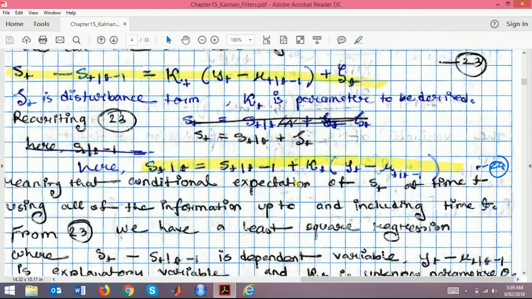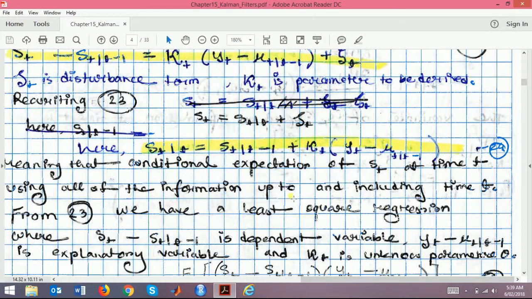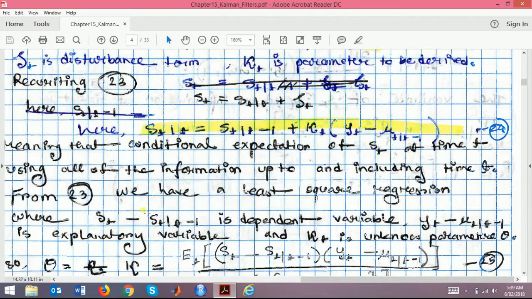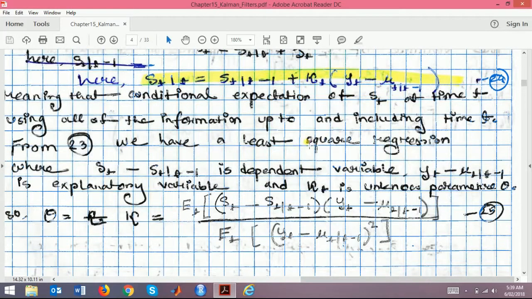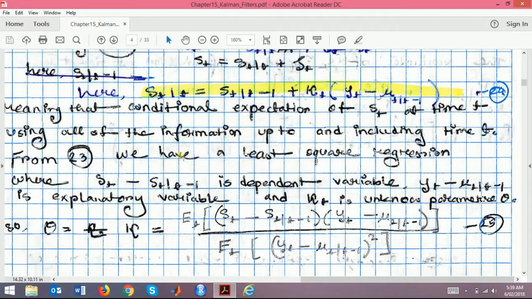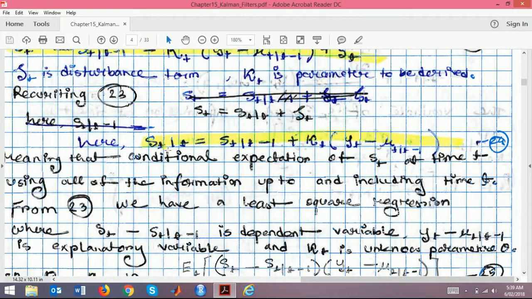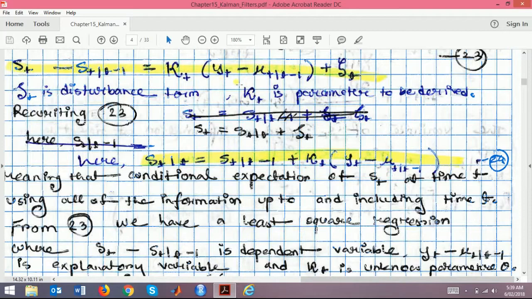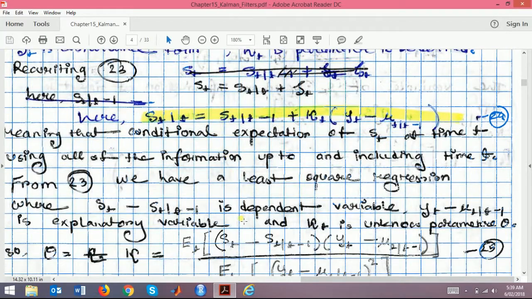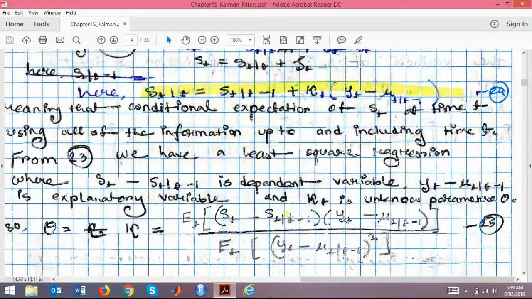This is the meaning of the conditional expectation of St at time t using all of the information up to and including time t. So we have a least squares regression equation where S1 minus S10 is the dependent variable and the prediction error is the explanatory variable. Kappa is the unknown parameter θ, and we estimate θ based on the dependent variable S1 minus S10 and the explanatory variable, the prediction error divided by its variance.